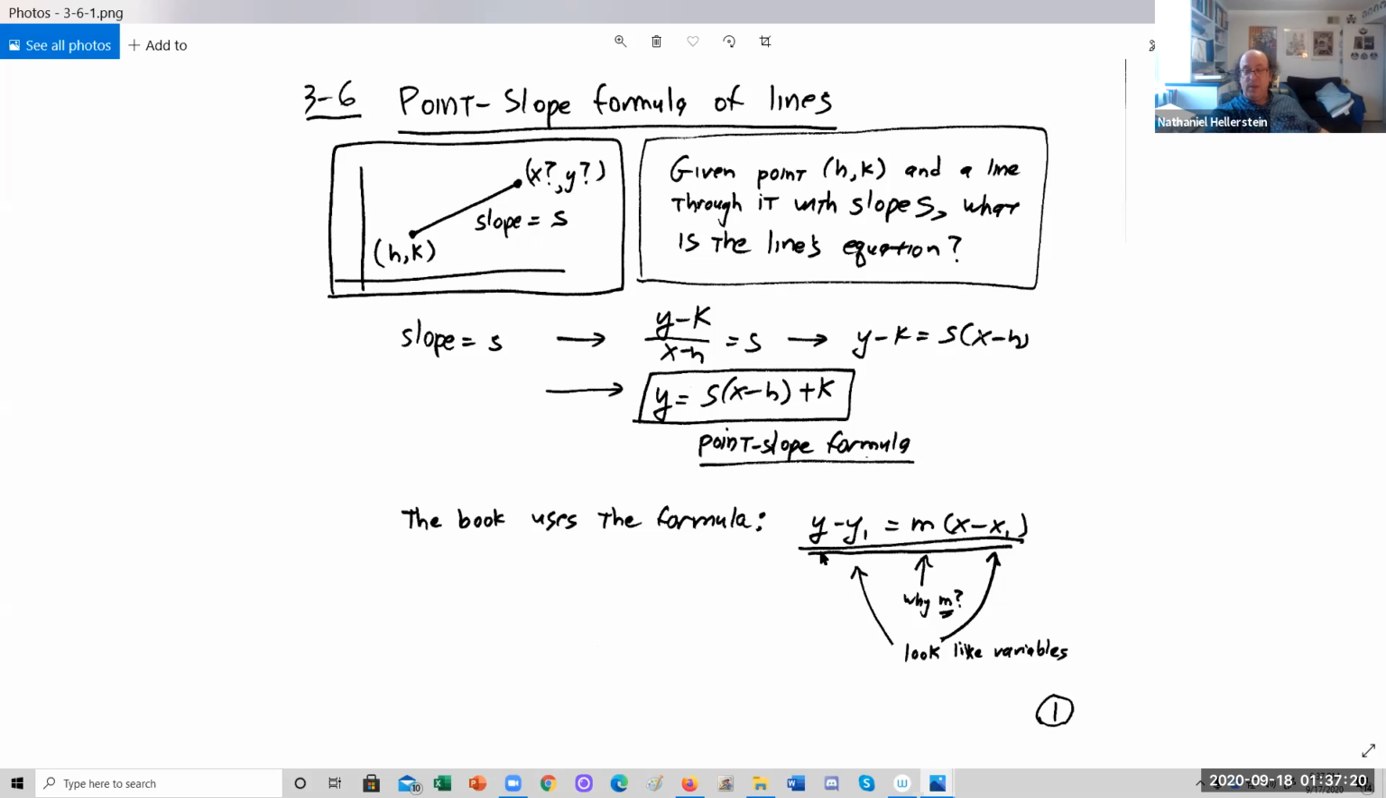And also, it doesn't really give you y. You have to transpose the y and do a little more algebra after that. We still have to do a bit of algebra for this one too. You've got to distribute the s and combine the constants. But I prefer this version. But it's up to you, your choice.